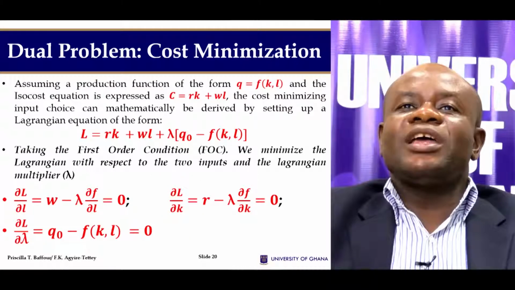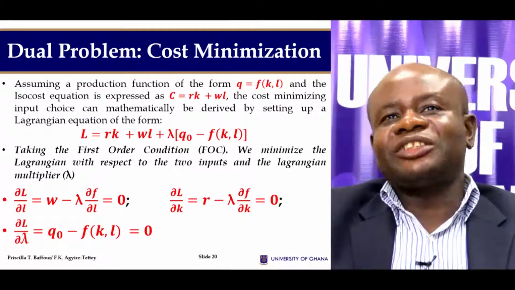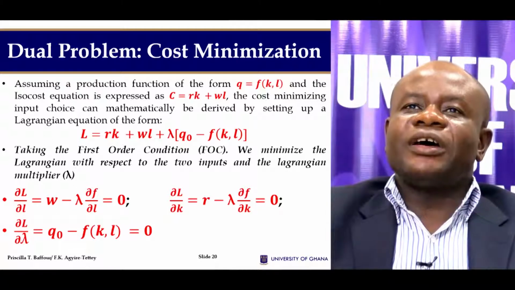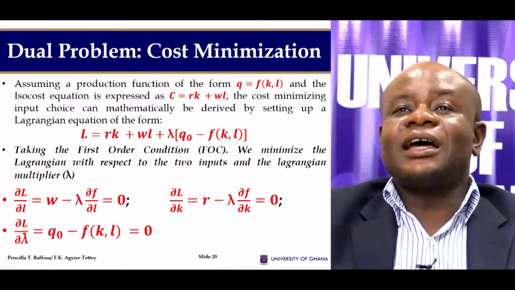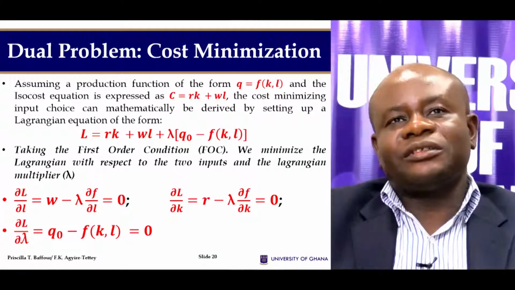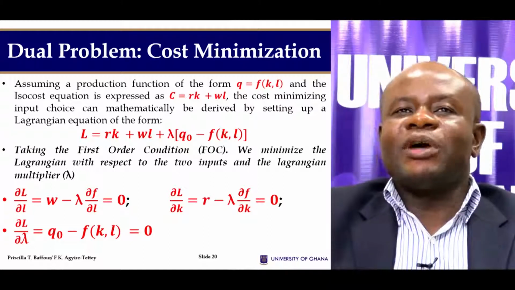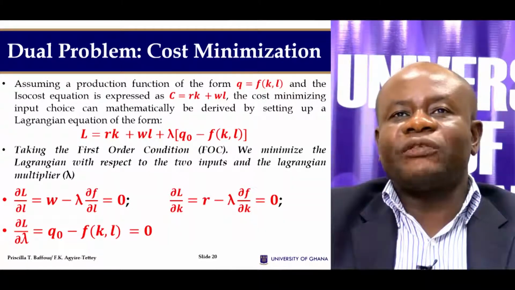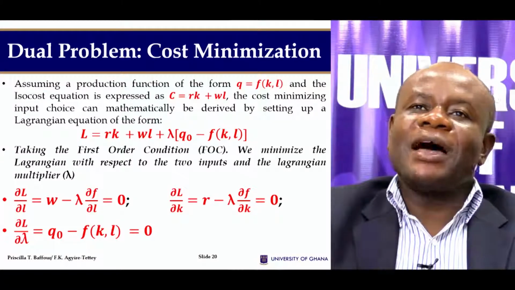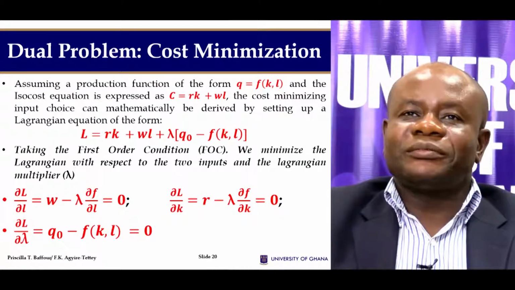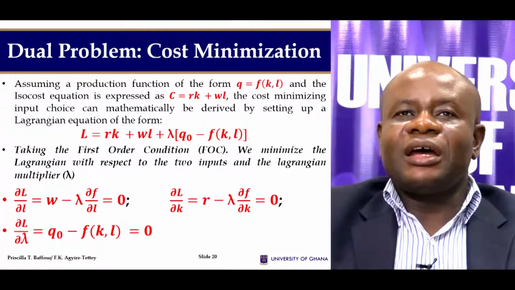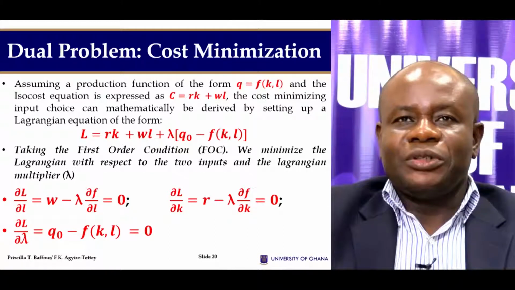Okay. So if we assume that the production function is given as Q equals F of K and L, a function of capital and labor, and the isocost is expressed as cost, C, equals the price of capital multiplied by the quantity of capital plus the price of labor multiplied by the amount of labor employed, we can then minimize our cost subject to our output.